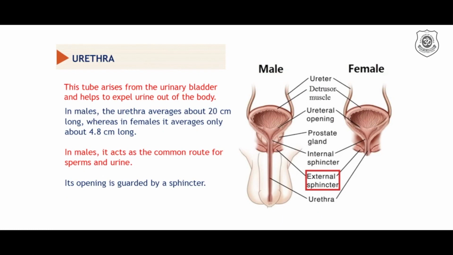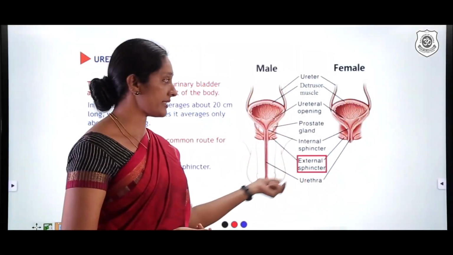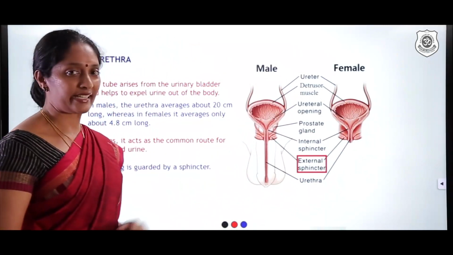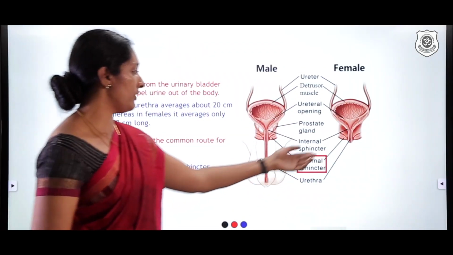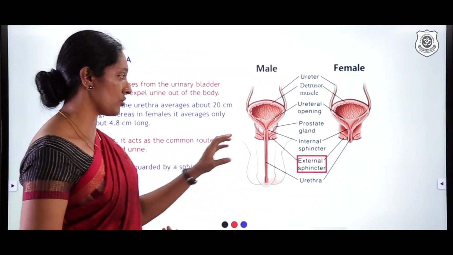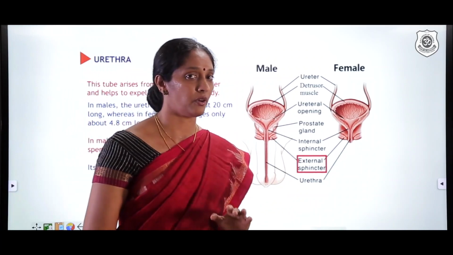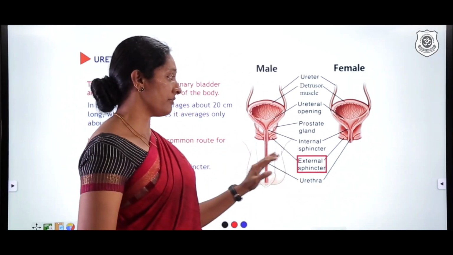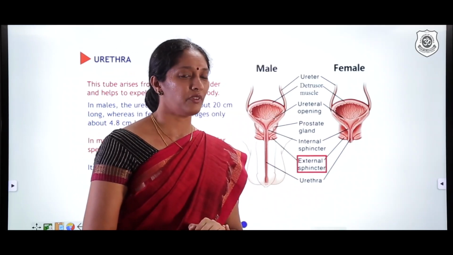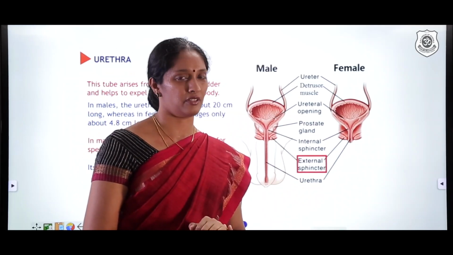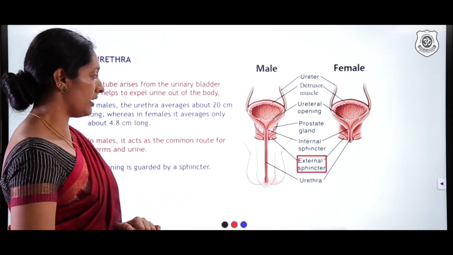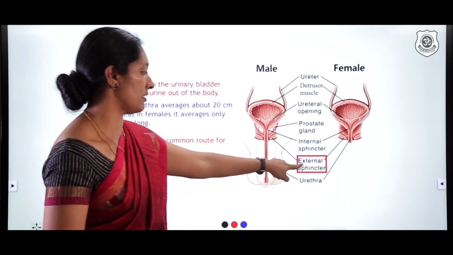You can see it's a long structure that is seen in males, and in females it is a very short one. So in males it is around 20 centimeters in length, and in females around 4.8 centimeters. So it is a shorter one. Hygiene is very important. Girls, you need to be very careful. You need to clean and please maintain your hygiene, because otherwise it leads to a lot of urinary infections, which is not good. Okay, so that's about the urethra that is present, and there are external sphincter muscles.